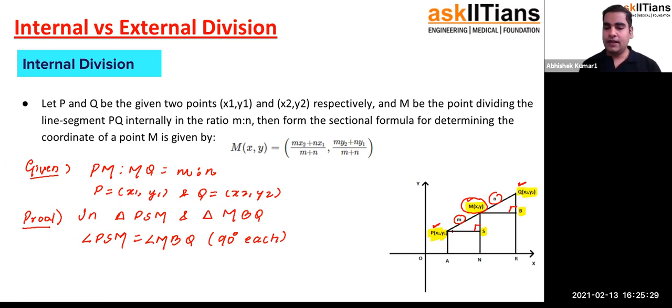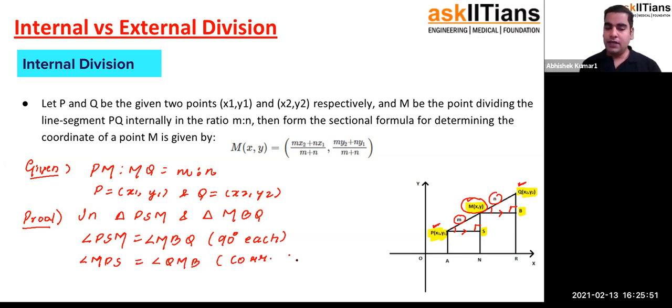Apart from that, what can be said? Because this line is parallel to this line, and this PQ that you have is acting as a transversal, so this angle will also be the same. We can say that, right or not? We can say angle MPS equals angle QMB, because these two angles are corresponding angles.